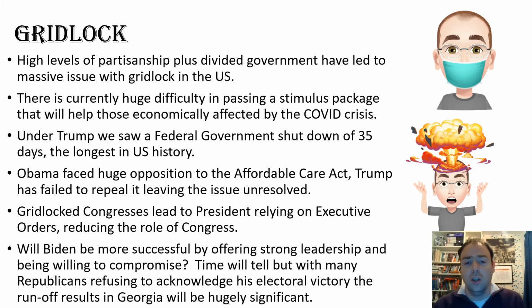There is currently a huge difficulty getting a stimulus package to help those who have been really badly economically affected by the COVID crisis. Now, there's general agreement, actually, in basic principle, that there's a need for economic stimulus to help those who have been economically badly hit by the COVID crisis. But because of the ideological difference between the parties, because of this growing partisanship, they seem to be finding it really difficult to work together.